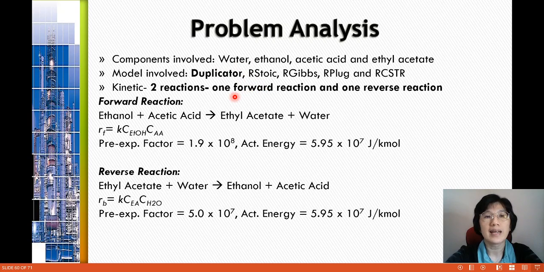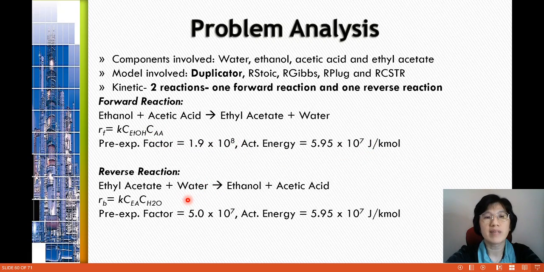For kinetics, we have 2 reactions, one forward and the other one is the reverse reaction. The forward reaction is the acidification reaction producing ethyl acetate and water. This is the rate equation, second order in total, first order in the ethanol and first order in the acetic acid, and molarity basis, meaning concentration basis, with the pre-exponential factor given as below.